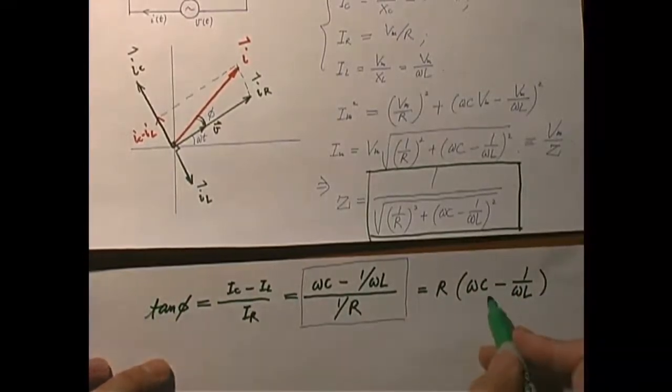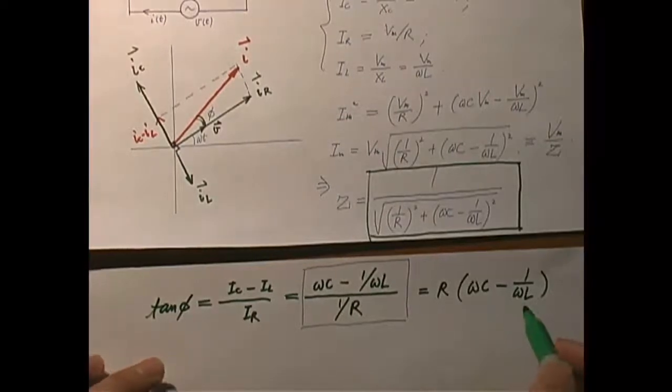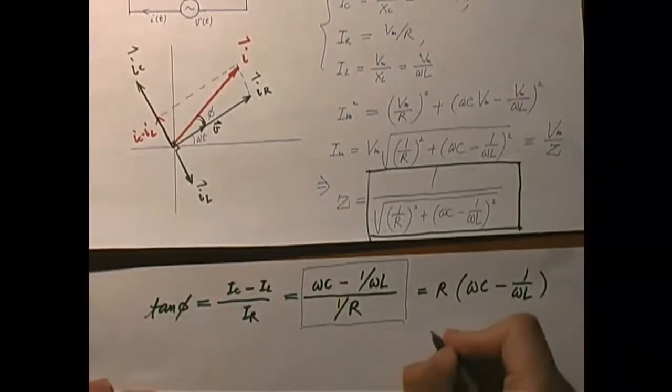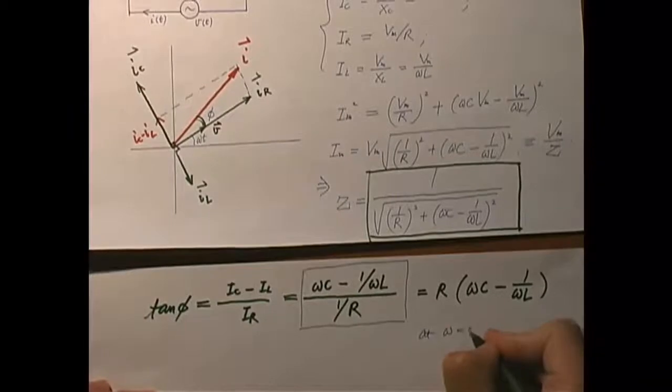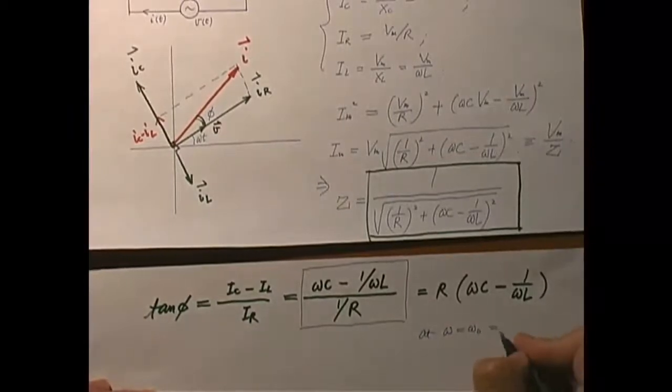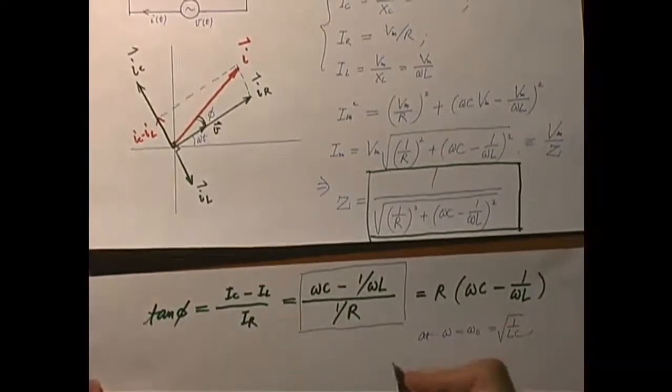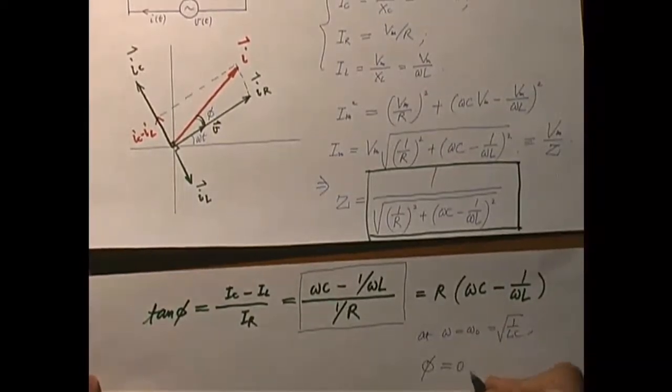Okay, but just like before, when we set these two terms to be equal, I will get a certain value of omega, which, as you know, before we call it resonance frequency. Here, something similar. At omega equals omega naught, which is the square root of 1 over LC, this expression is again equal to 0. Then I have phi equals 0.